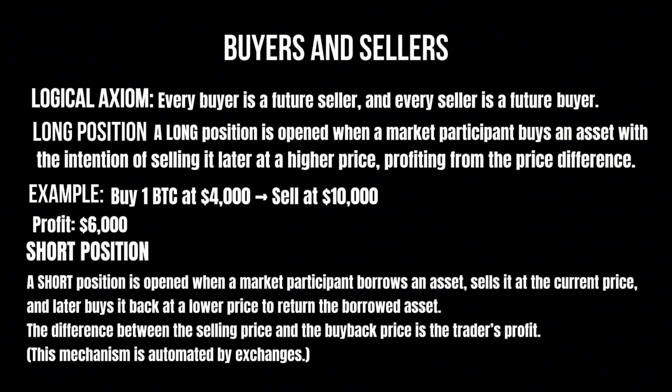Short position. A short position occurs when a market participant sells an asset first, expecting its price to decline, and later buys it back at a lower price. In practice, this process is automated by the exchange, and no direct borrowing takes place between individuals. For example, an asset is sold at $10,000. When the price declines to $4,000, the asset is bought back. The difference between the selling price and the buying price represents the profit.